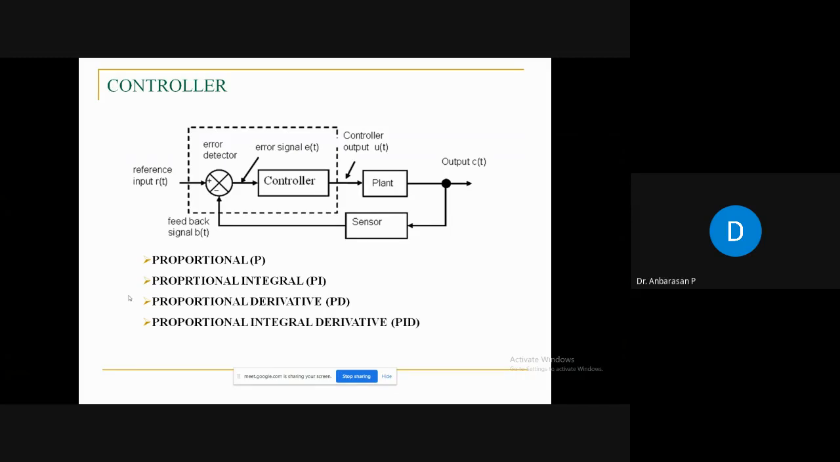If you analyze the different types of controllers, today we're going to see the proportional controller, proportional integral controller, proportional derivative controller, and proportional integral derivative controller. We start with the proportional controller.